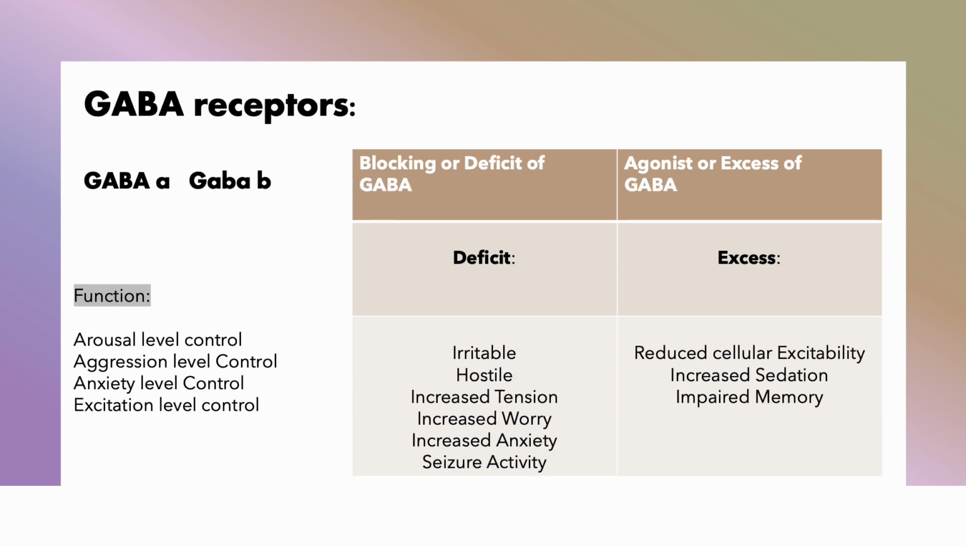GABA receptors are GABA A and GABA B. The function is arousal level control, aggression level control, anxiety level control, and excitation level control. Deficit of GABA receptors leads to irritability, hostility, increased tension, increased worry, anxiety, and seizure activity. An excess of these receptors results in reduced cellular excitability, increased sedation, and impaired memory.